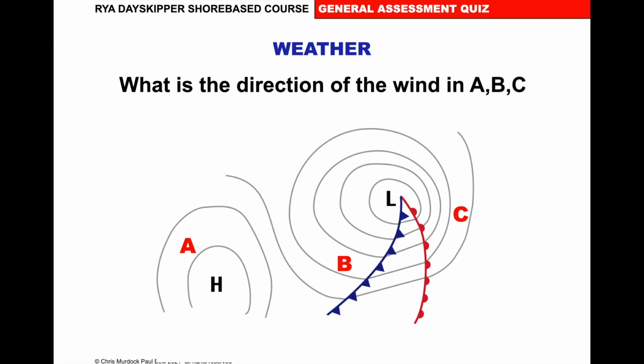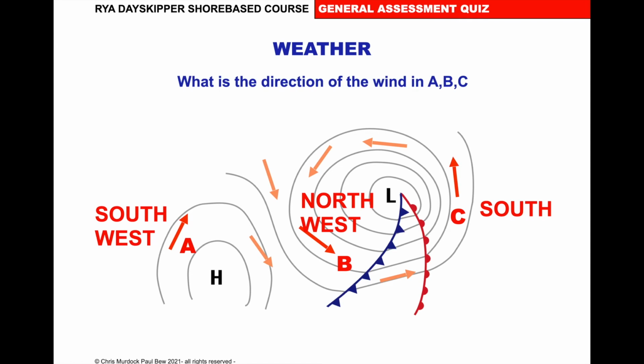What is the direction of the wind in A, B and C? This is a typical day skipper question. So we've got low pressure to the right, high pressure to the left. Which way does it go round? So this is northern hemisphere. Which way does it go round a low in the northern hemisphere? And how much does it blow in from the isobars? So have a look at that. Let's have a look. So A, southwest. B, northwest. C, south.